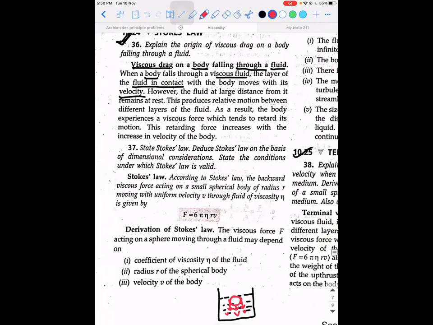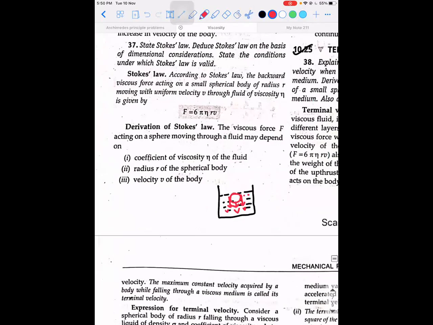The layer of the fluid in contact with the object moves with the velocity v. So what is the layer which is going to be in contact? That is the tangential layer. However, the fluid at larger distance from it remains at rest. Means from here, if I talk about the fluid at this point, it is going to still be at rest only.